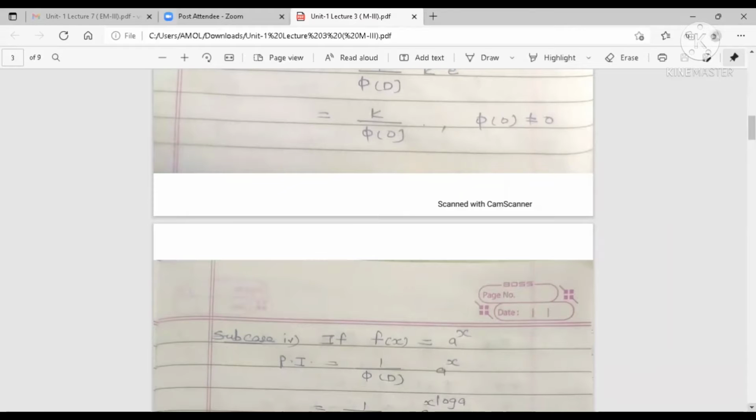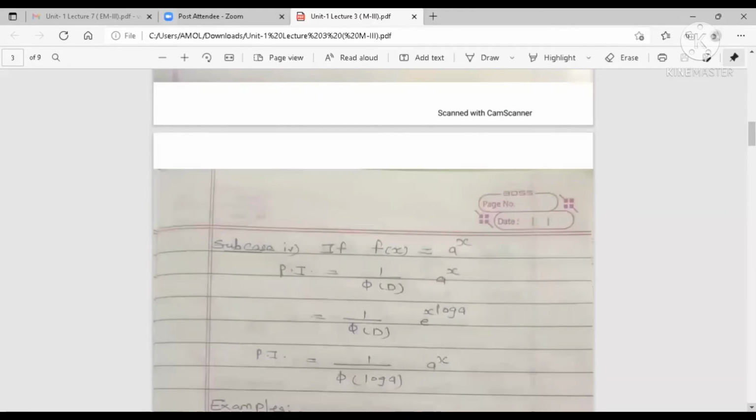Now subcase 4. If f of x is equal to a raised to x, then how to find the PI? PI is equal to 1 upon phi of d into a raised to x. Now when the function is a raised to x, we can rearrange it as e raised to x into log a. Taking log and exponential, we can rewrite a raised to x as e raised to x into log of a.